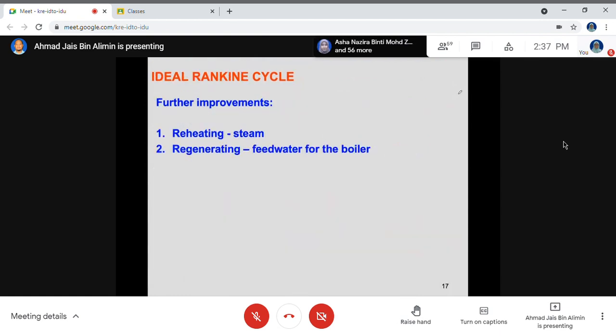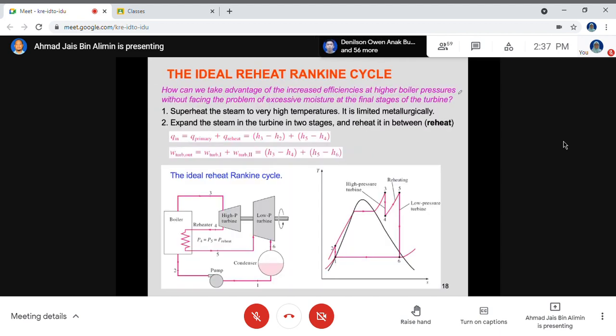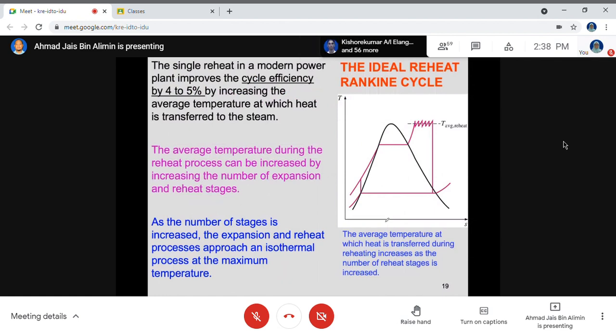Okay. For the improvement: reheating the steam, regenerating, feed water for the boiler. How can we take advantage of the increased efficiency at higher boiler pressure without facing excess moisture? Superheat the steam, limited by metallurgical limits, and expand the steam in the turbine in stages. So for this one, you have the reheating process. You're going to have a high pressure and a low pressure turbine. So this is the sketch. Yes, untuk sini. You can repeat, and then you can get an increase of 4 to 5% in efficiency.